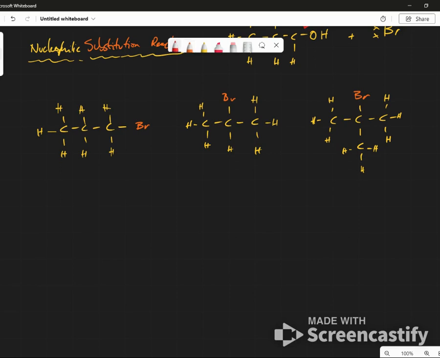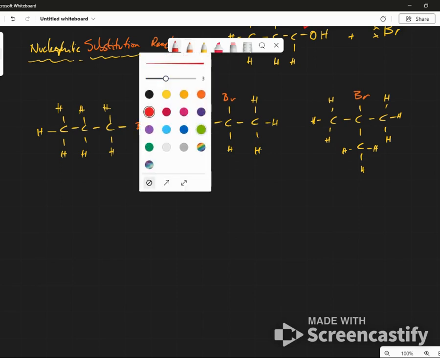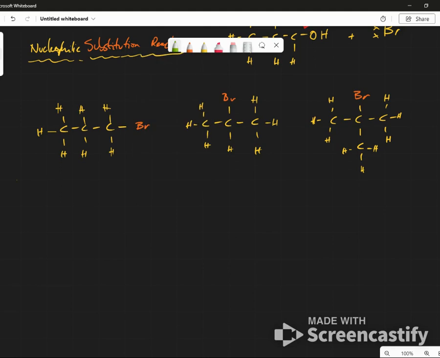Anyway, no one's written anything down, so I'm assuming you've either gone away or you don't know the names. The one on the left is 1-bromopropane. The one in the middle is 2-bromopropane. And the one on the right, there's a methyl and a bromo on my propane. So this is also propane. 1 bromo, 2 bromo, 2, 2.